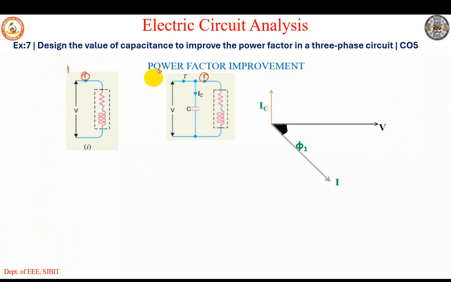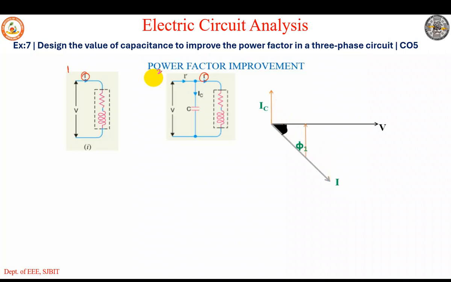Now this is the current IC, and we know it's a pure capacitance. There's no resistance in series, and it's parallel to your supply voltage. For pure capacitance, it will lead your voltage by 90 degrees. Correct? Then what will happen? Can you see what is happening? Now that much amount of reactive component will be compensated.